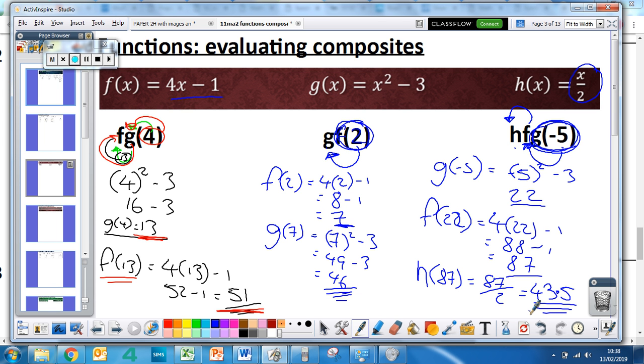The absolute key thing to remember here, above all else, is that you always work from the number. From the 4, put it into the g, put the answer into the f. On the second example, 2 goes into the f, the answer goes into the g. On this third one, negative 5 goes into the g, the answer goes into the f, the answer to that goes into the h. It's the order you do it in that's the most important. The rest of it is just basic substitution skills and being very, very careful with negative numbers as you go along.